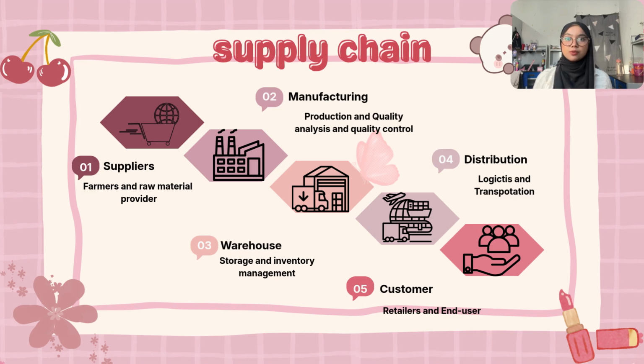Next is the manufacturing process. The ingredients are prepared, melted, mixed, blended, and poured into molds to form the lipstick. After cooling, the products are packed and undergo a quality control check. The finished products are then stored in a temperature-controlled warehouse using the FIFO system to maintain product quality and proper stock management. After that, the products are distributed to retailers and online platforms using a suitable transportation method.